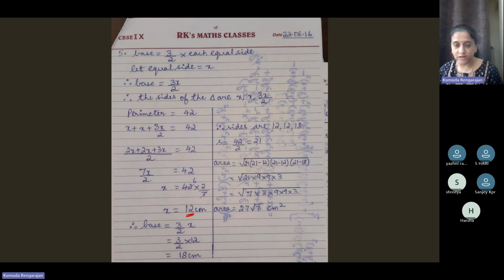The question is to find the area of the triangle. So you have the sides now, so find the area. 27 root 7, you can start there.